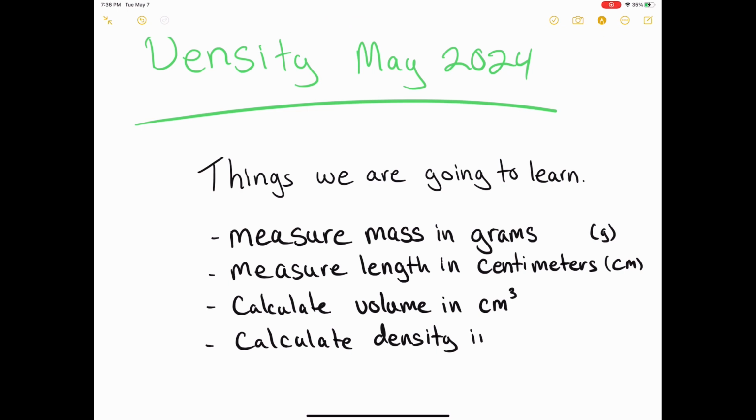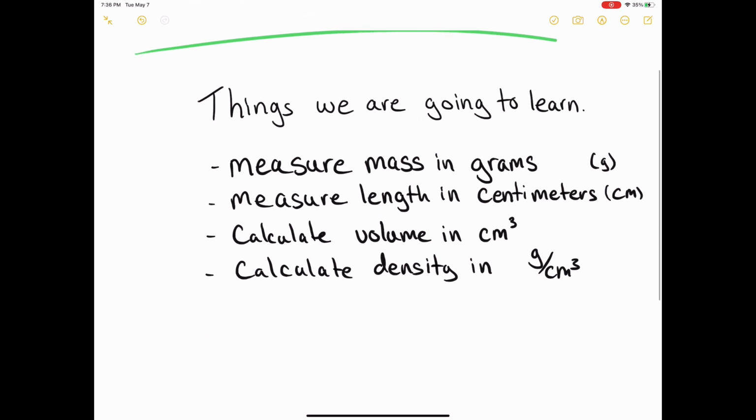Density has a very weird unit. It's in grams over centimeters cubed. So it's a mass over the volume. Now, it's called a compound unit when you've got two things like that. Think about another compound unit that is something per something else that you use. This is grams per centimeter cubed. Think about something else that is something per something.